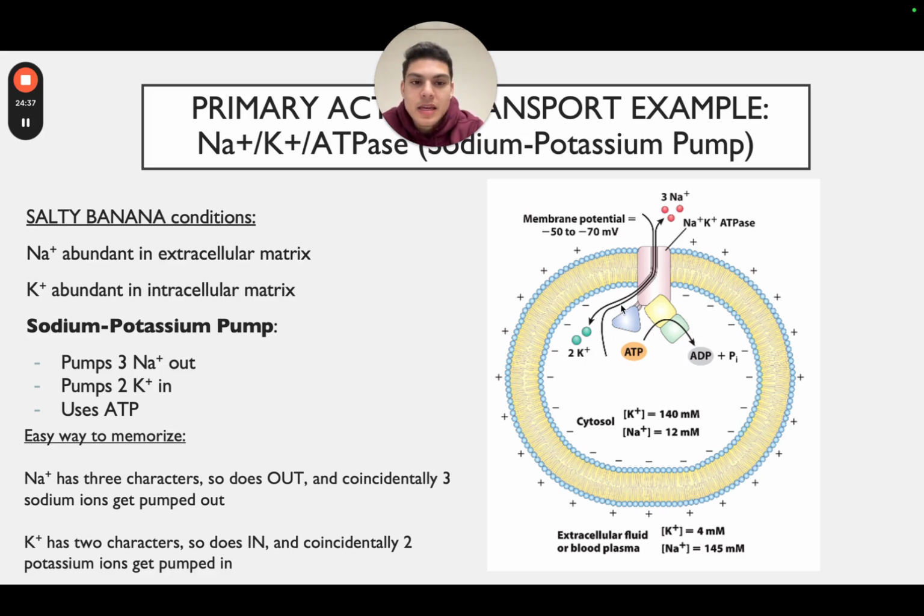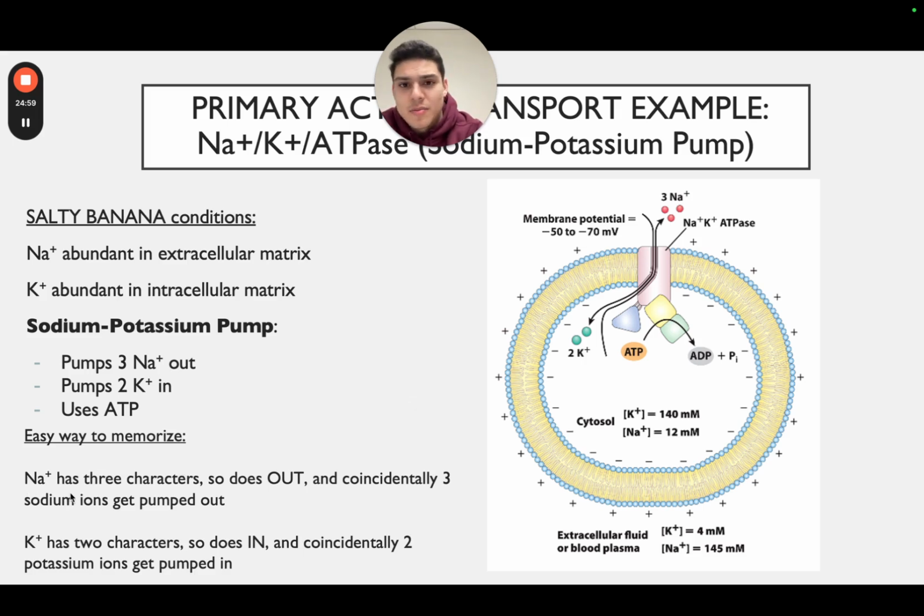So the sodium, if it's going against the concentration gradient, we know that sodium is high on the outside. So if we want to go against the concentration gradient, we want to move sodium from the inside to the outside. And then same thing with potassium. It's going to move from the outside to the inside against its concentration gradient. That's the easiest way to memorize.